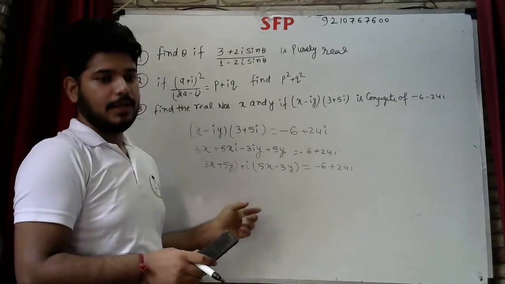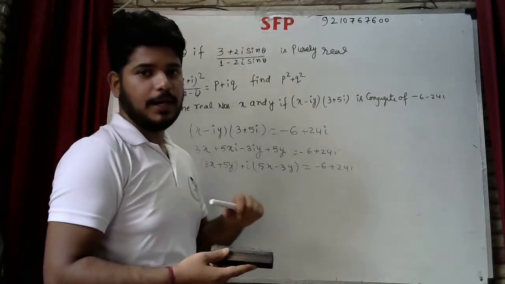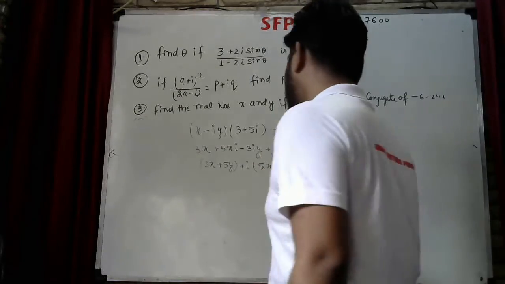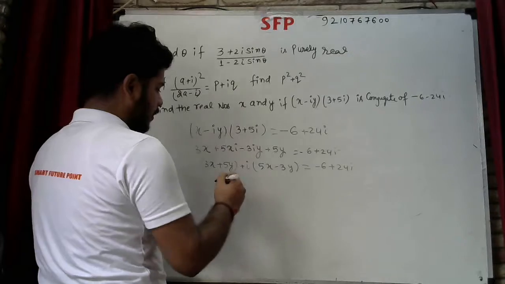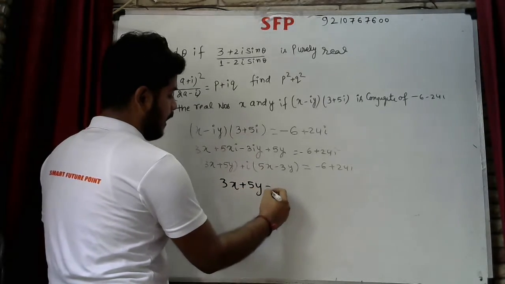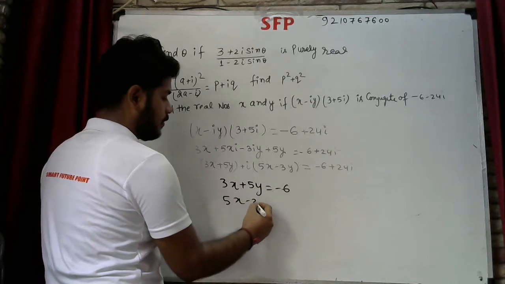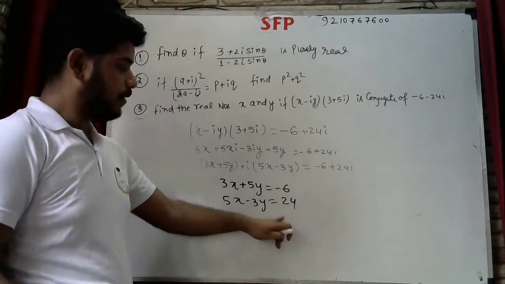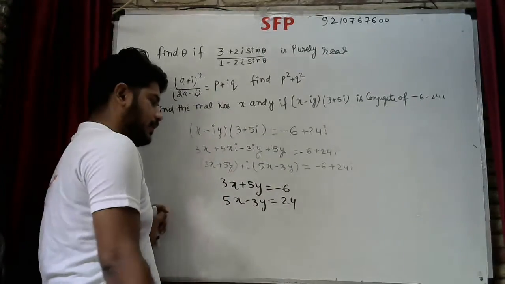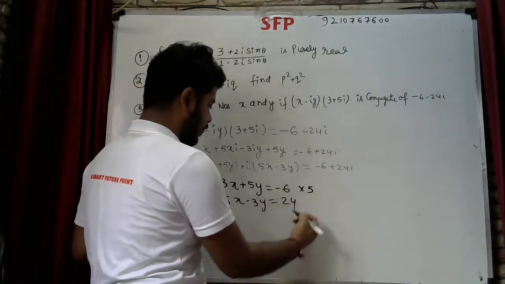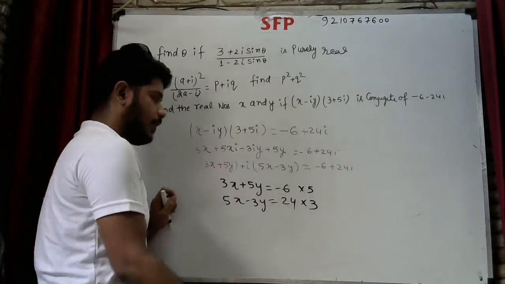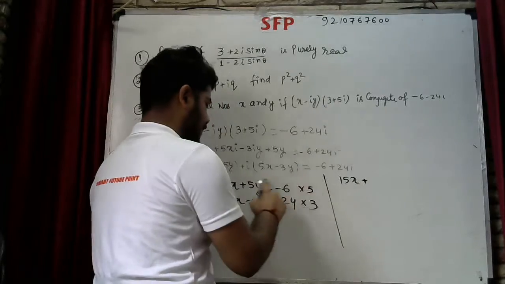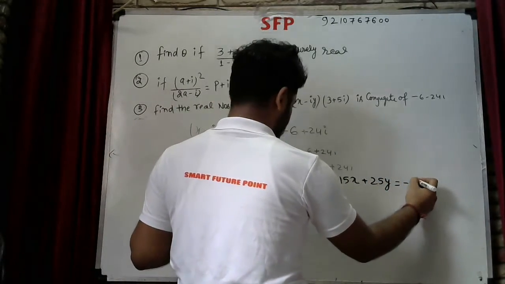Two complex numbers will be the same if their real parts and imaginary parts are equal. So what we will do is just compare the real parts with this and the imaginary part with this. If we compare, then we get 3x plus 5y is minus 6 and 5x minus 3y is 24. We have to now just solve these equations to get the answer. How can we solve? We have all studied this in class 10. Just multiply this with 5 and this with 3. We will get 15x plus 25y is equal to minus 30.